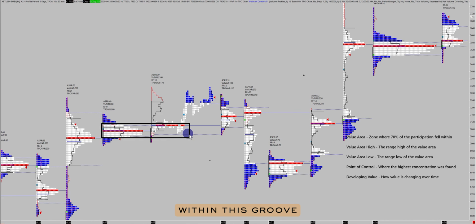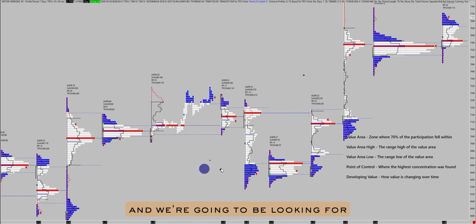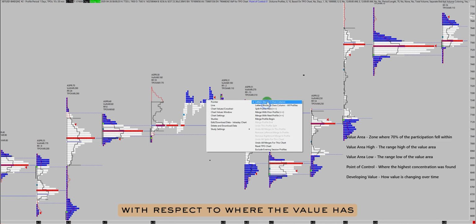What we're going to be looking for moving forward is how price responds to these extremes. Do we move through value impulsively? Are we getting rejected constantly? All these things we're going to be looking for, and we're going to be looking for these behaviors with respect to where the value has been determined over time.